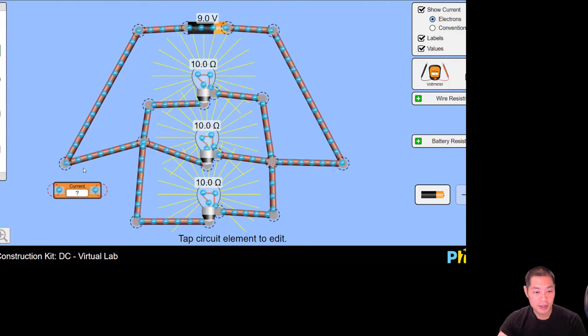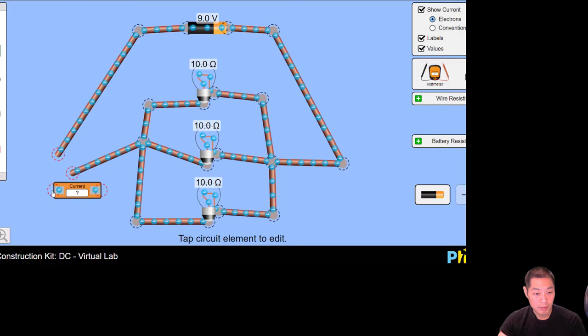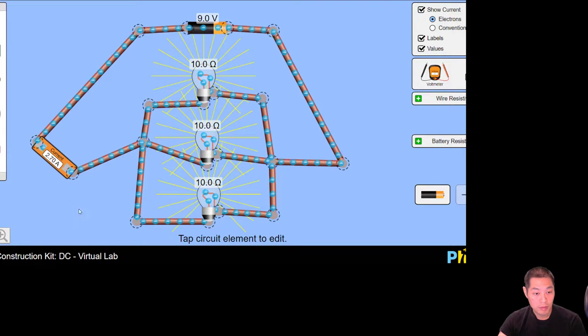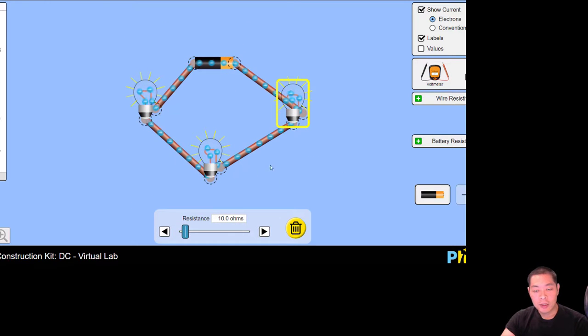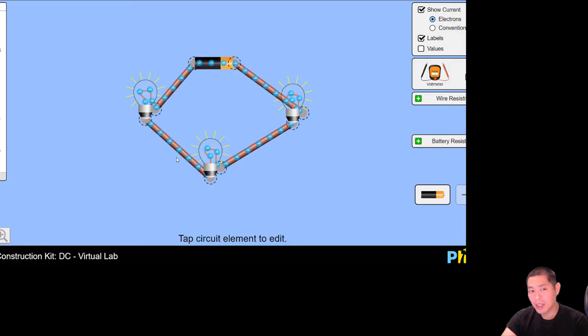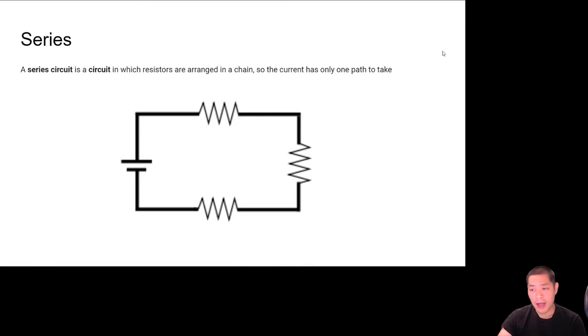If this is 2.7, then each of these are 0.9. It's going to evenly split between the two. When you look here, electrons all have to go through all three, so what's going to happen is it's going to slow it down. And that's the pros and cons of these circuits when we have here.